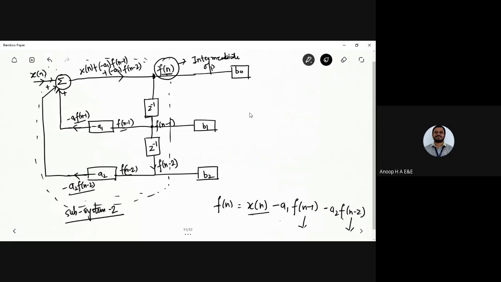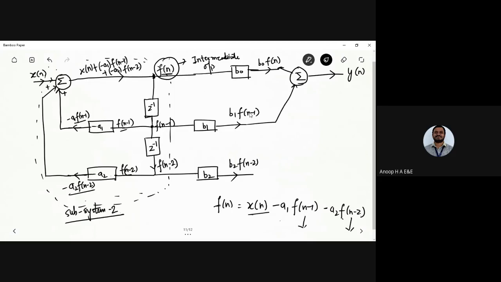I'm just interchanging it. So if you can realize direct form 1 realization, you will be having b naught as subsystem 1. So I just interchanged here. So what I can write here is b naught into f of n. Okay, b naught into f of n. So this one here is b1 f of n minus 1. So this one here is b2 f of n minus 2. Okay, I'll be having one more summing block here to give rise to the output as y of n.